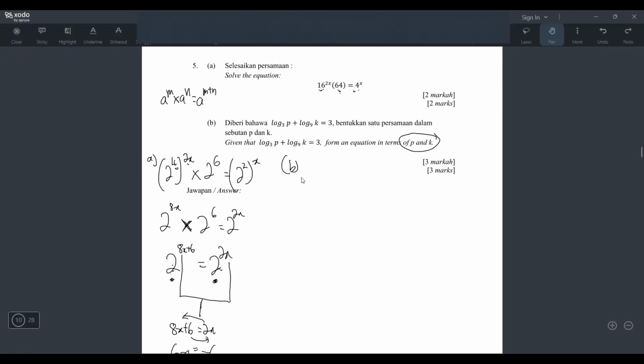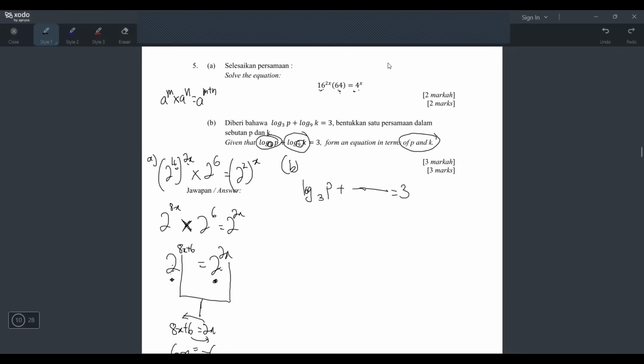So let's do it. Okay, the question is log p base 3 plus log k base 9 equals 3. But this one I will straight away change base. You know why? Because the log base is not the same now. One is base 3, one is base 9. And 3 and 9, both these numbers can change to base what? They both can change to base 3, right? So the best thing here is to change everything to base 3. But since this one is already base 3, I will only change this.